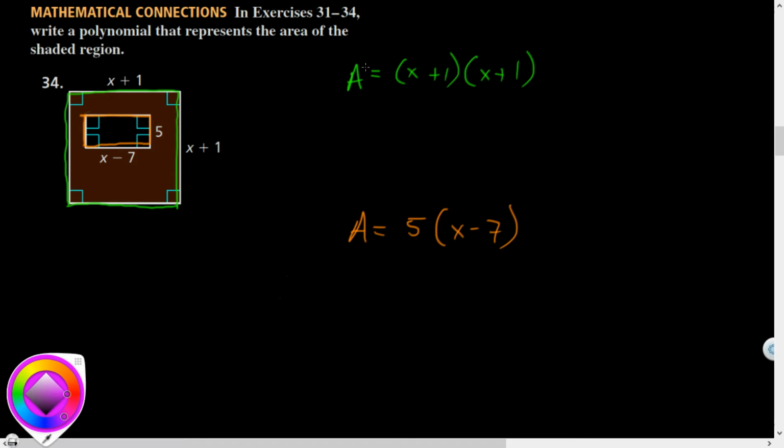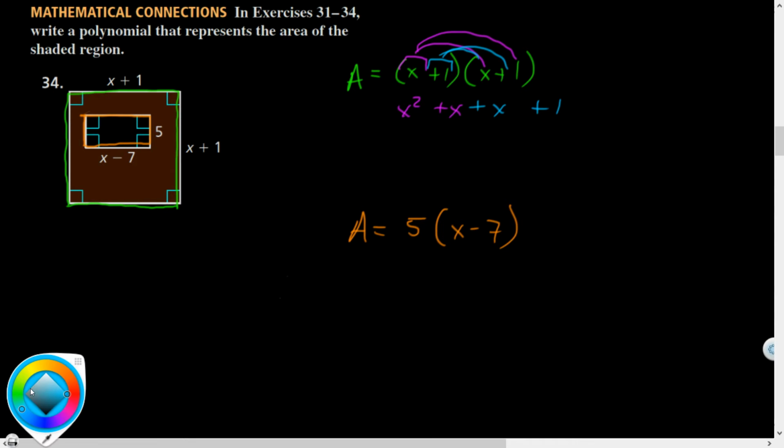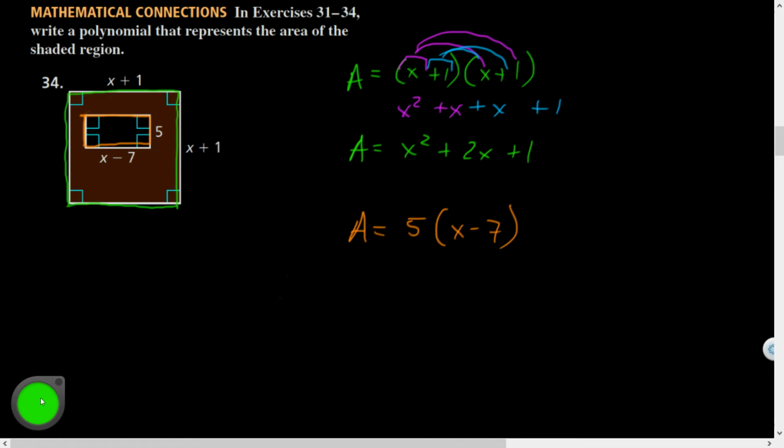So let me do some distributing. x squared plus x, right. And then plus x and plus 1. So my big area is going to equal x squared plus 2x plus 1. And notice this is just single distribution. Remember back in the day when it was just plain old single distribution? So 5x minus 35 will be the area of that little rectangle.